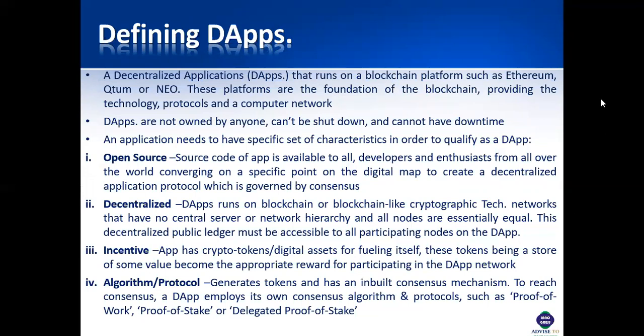So let me define from an analyst perspective how you can say that something is a decentralized app. A decentralized app runs on a blockchain platform such as Ethereum, Qtum, or Neo. These platforms are the foundations of blockchain, providing the technology, protocols, and a computer network. So essentially, the blockchain is the foundation stone for DApps. On a blockchain platform, these DApps are deployed.